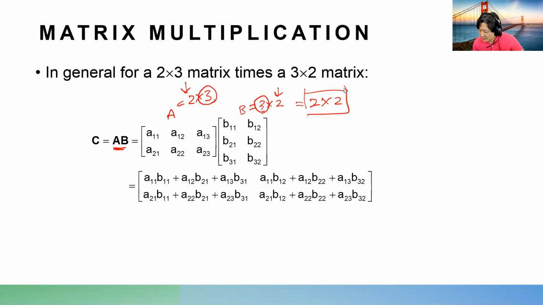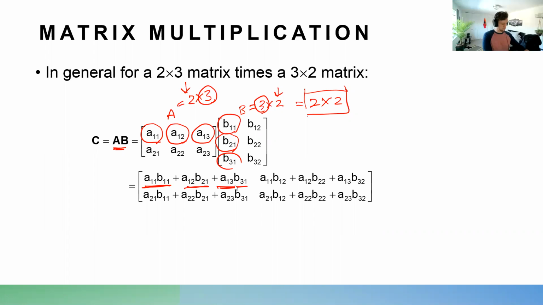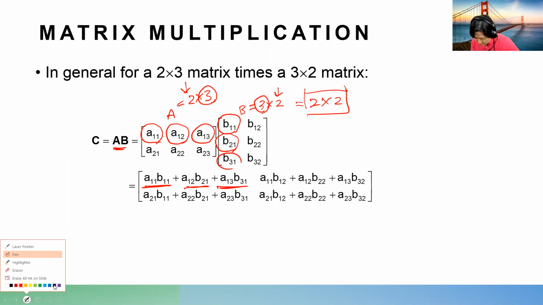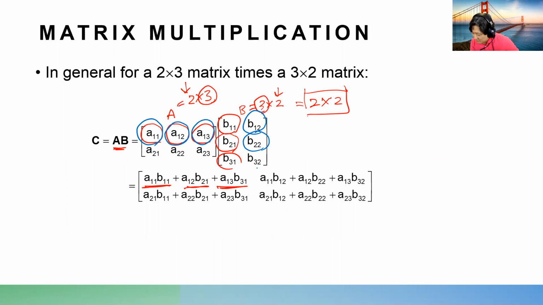Now, how can we compute the matrix multiplication? This is A11 times B11, plus the second element of the first row, A12 times B21, and this one times this one. This is the first element of the 2 by 2 matrix. Then A11 times B12, A12 times B22, A13 times B32. This is the second element.